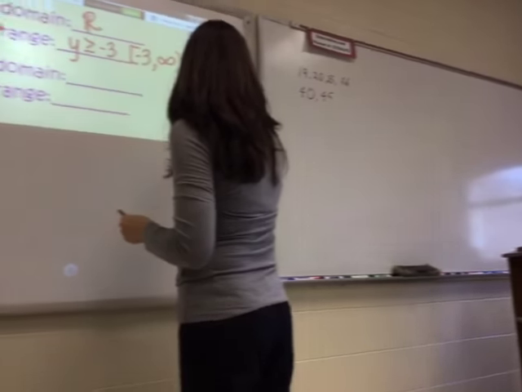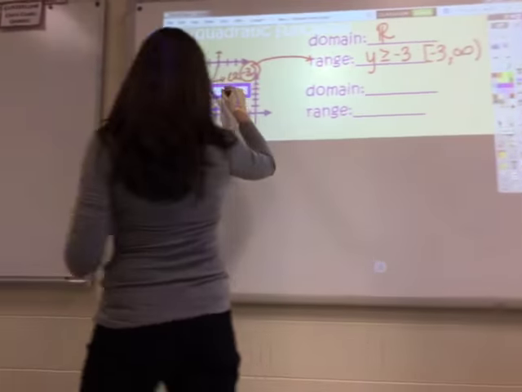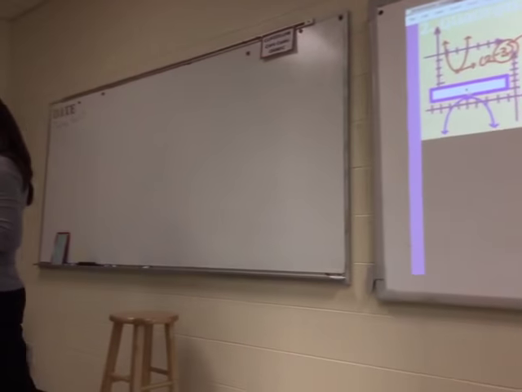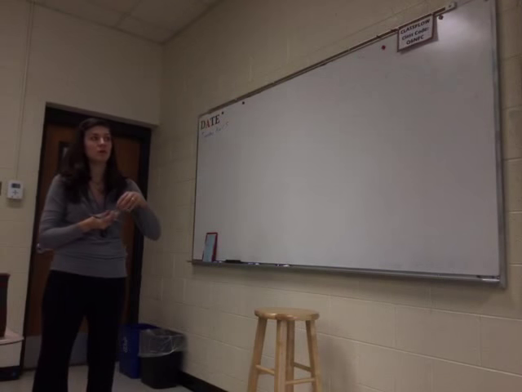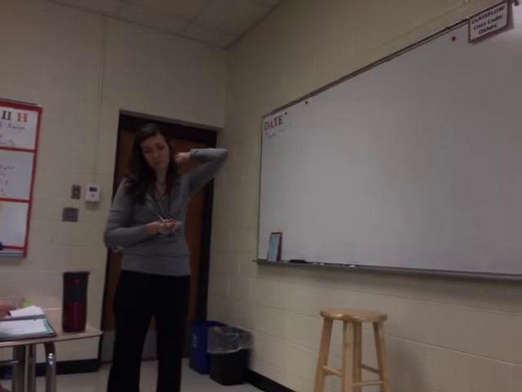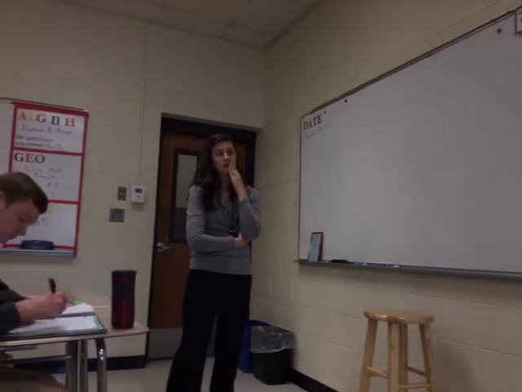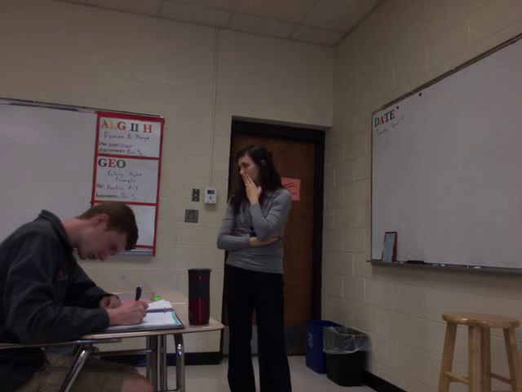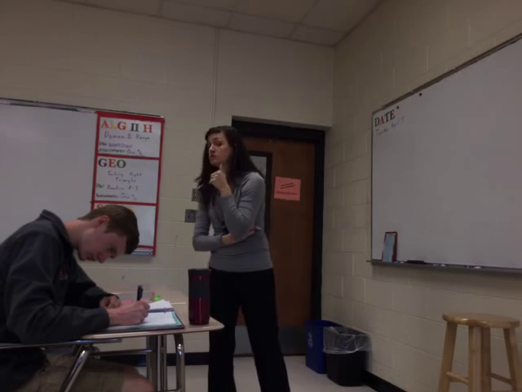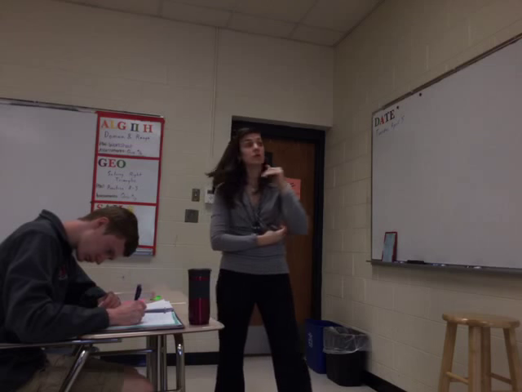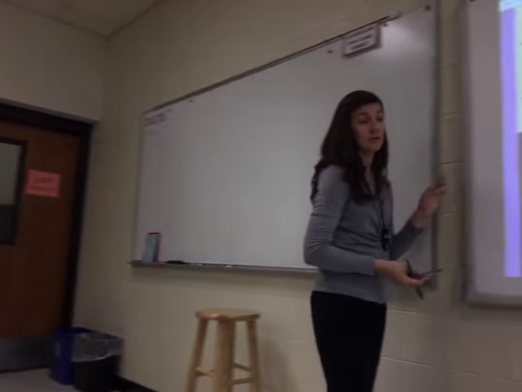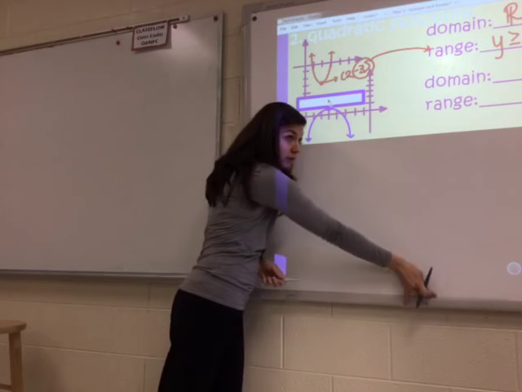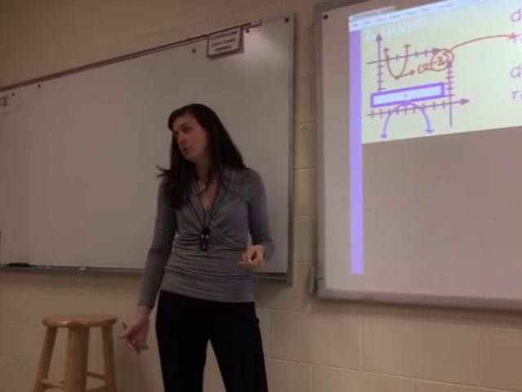Move your little tab down to this guy. Block him off for me. And tell me which one's affected now. Domain or range? Sorry, let me clarify. Domain or range? The range is affected. I can still pick X's way out here. It's just going to take forever before I hit the graph, but I can choose them.